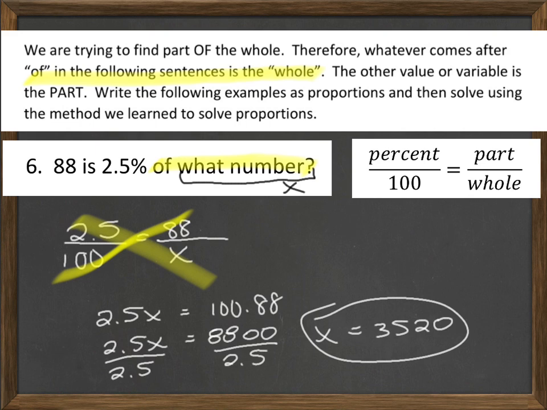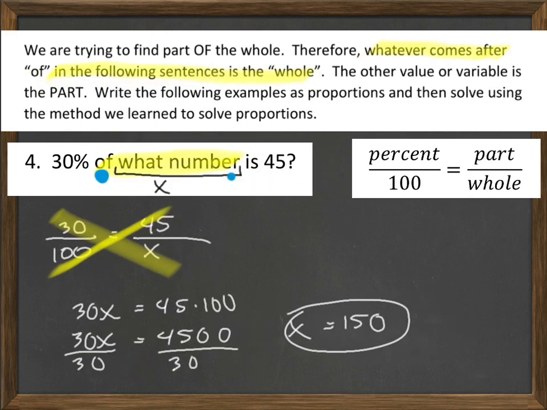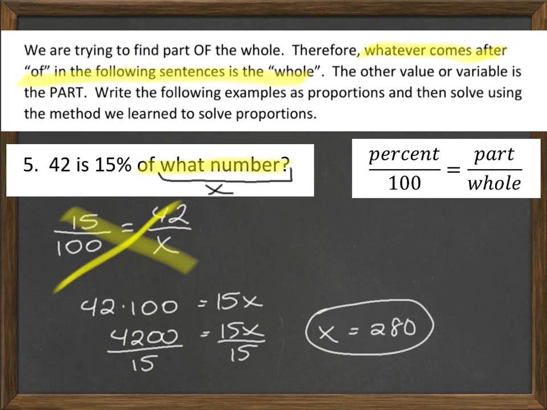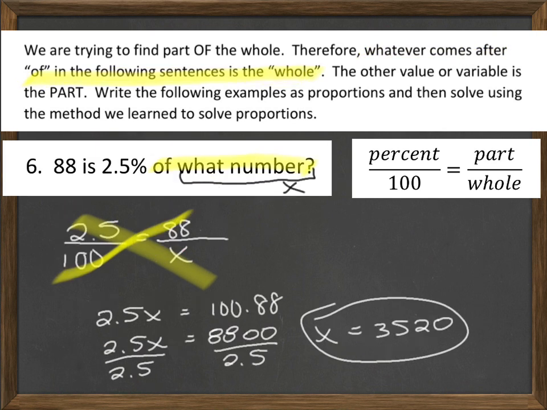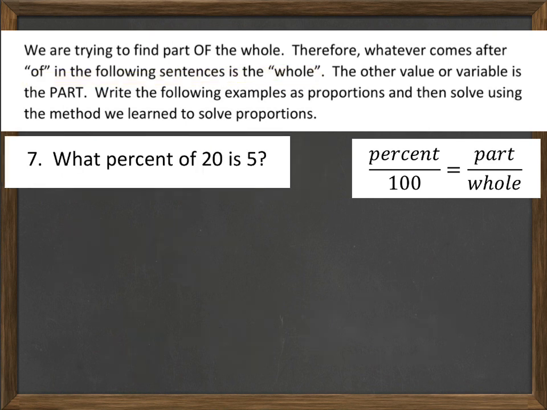So if you look back at the last three examples, 4, 5, and 6, we can notice a pattern, and the pattern is that in these last three examples, x has been in the denominator. In all three of those examples, x was my whole, and the other number that I was given is the part, and then on the other side is the percent. So in the next problem, we're going to change things up even more. Let's read the next problem.